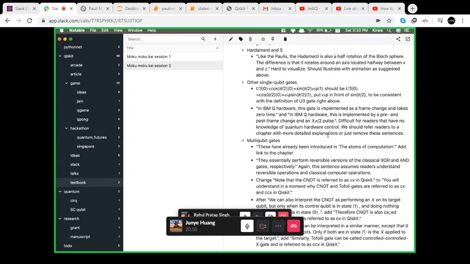So you are talking about transpiling? Yeah, transpiler or unroller. So what the transpiler does is tell you how many operations are ultimately going to be performed.